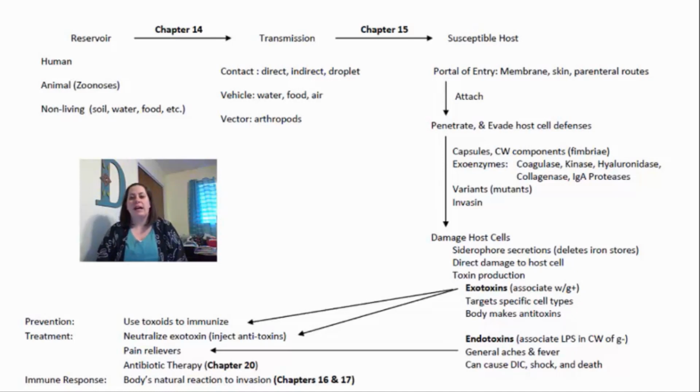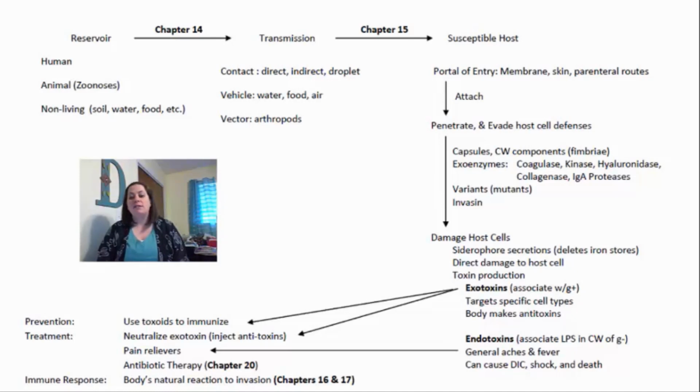We're also going to look at how it damages host cells. Is it due to direct damage? Is it due to toxins? So we have some toxins like exotoxins. These are going to target specific cell types. The body will make antitoxins. We can do preventative things against exotoxins that are called toxoids. This can help with a type of immunization. We can treat this with neutralized exotoxin.